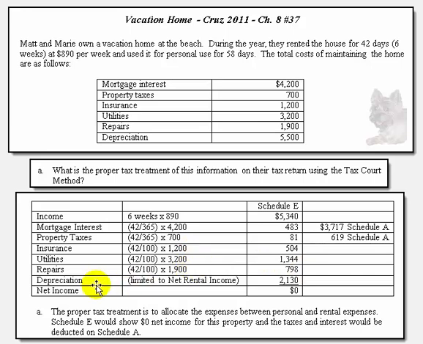All right, now depreciation is limited to net rental income, and therefore we're essentially plugging it to come up with $2,130 so that there's no net income to show to the bottom line. Okay? And that's how we would tackle Part A.